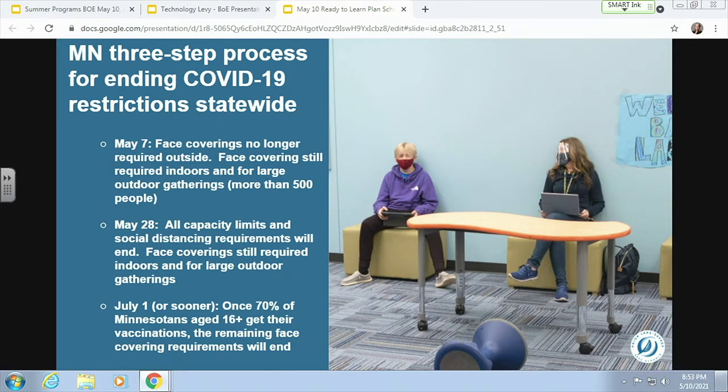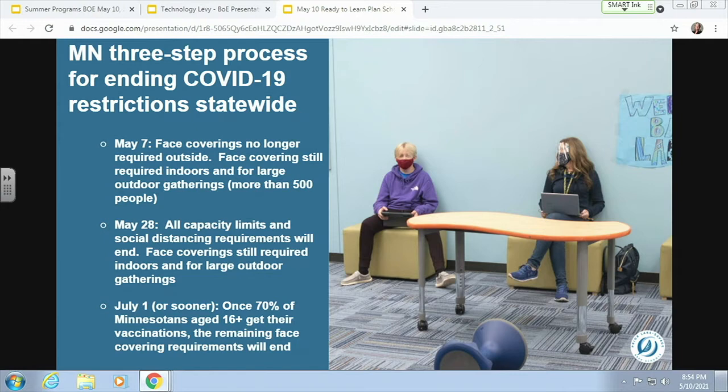So the first piece that he did was last Friday, May 7th, the outdoor mask requirement was removed. Now, there is one exception to that, and that is for large outdoor gatherings. So large gatherings of 500 or more people still need to have masks worn. However, you do not need to worry about the social distancing component, and you can have your large outdoor gatherings.